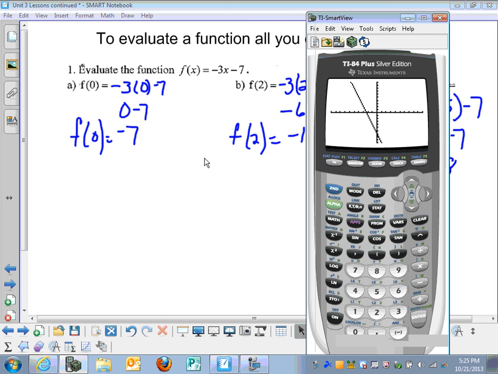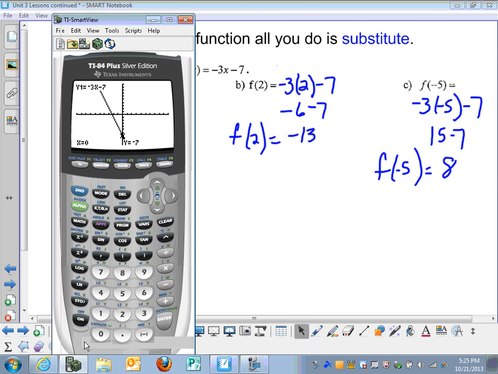And I'm going to see if 0, negative 7 is a point on this line. So I'm going to hit trace. I'm going to type the number 0 and hit enter. And 0, negative 7 is a point on this line. So this is correct. F of 0 is equal to negative 7.